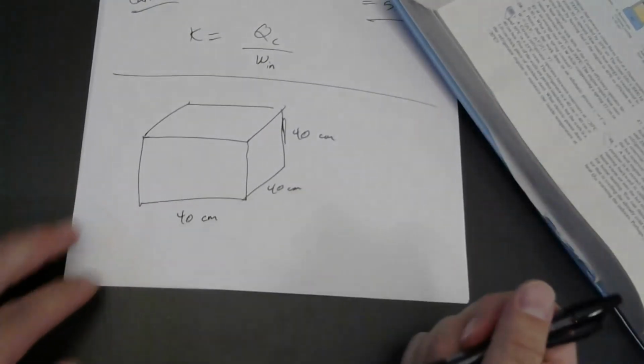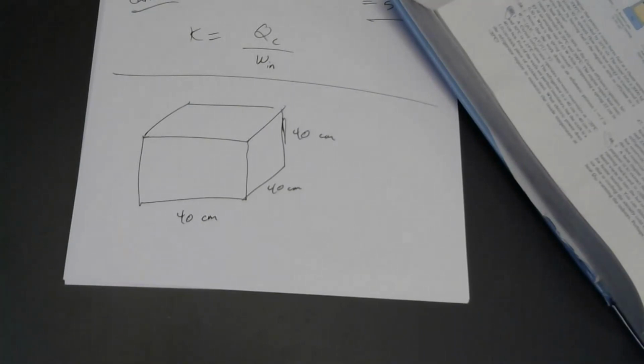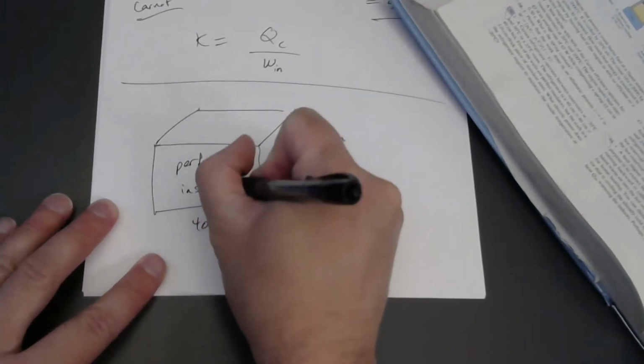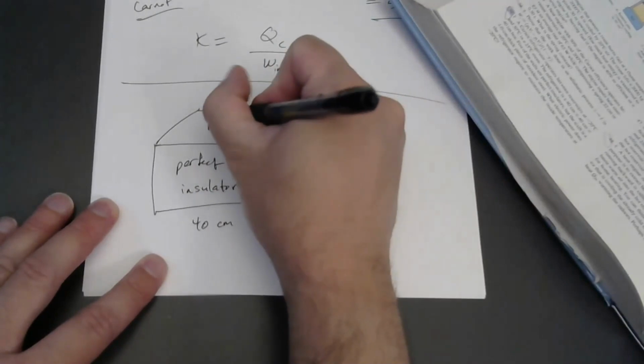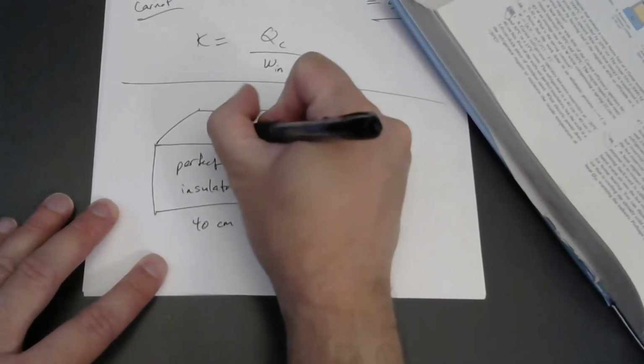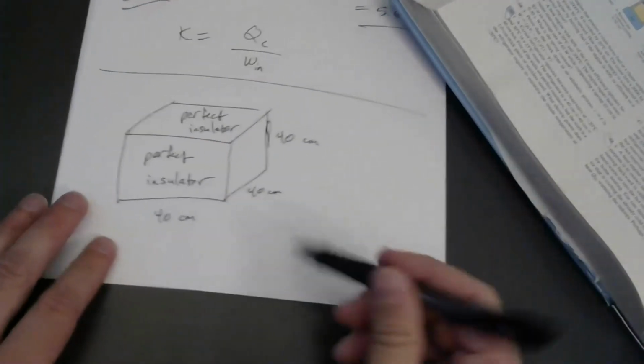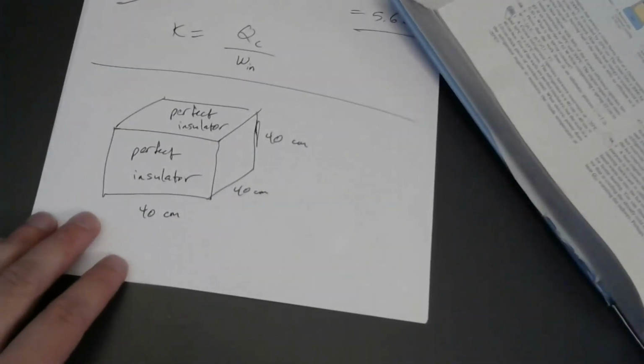And, you know, a cube's got 6 sides. Go ahead, count them. And we're told that all but one of them is a perfect insulator. So I'll say perfect insulator. Same thing up top. And with all the other sides, I won't label those. But this one side, for whatever reason, they left it as just a slab of stainless steel.